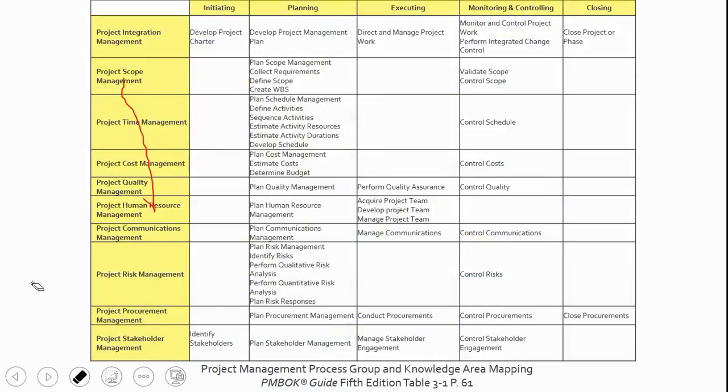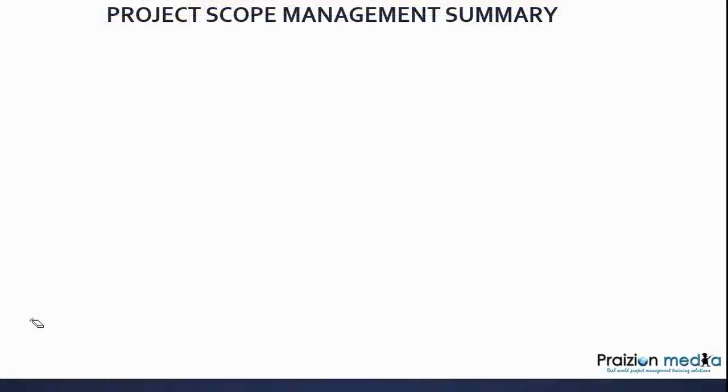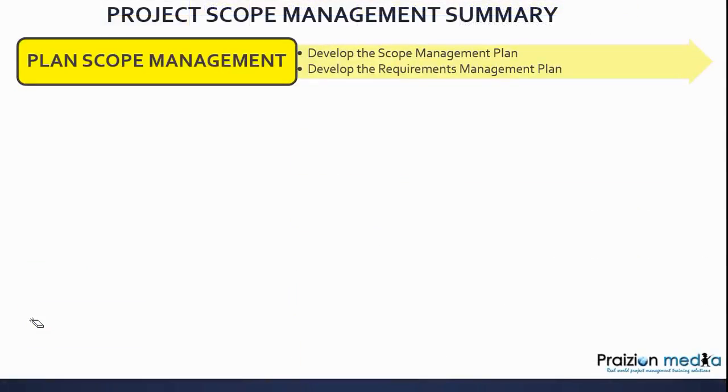So taking a close look at scope management, we can see we've got plan scope management, collect requirements, define scope, create WBS, validate scope, and control scope. So let's talk about this knowledge area in some more detail. Scope management is all about, again, planning how to carry out scope activities on the project. And to do that, you first of all want to have a plan for how you're going to do it, and that's called plan scope management.